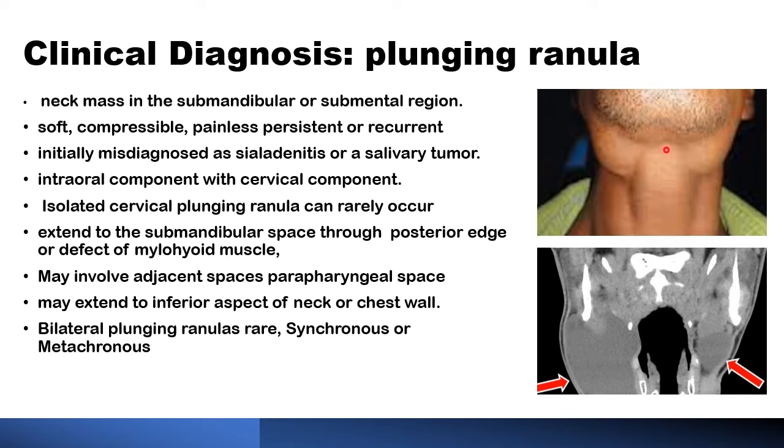It usually affects either the submental space or the submandibular space, but if large enough, it can extend to the parapharyngeal space and even reach the lower part of the neck, and in very few cases it reached the anterior chest wall. Plunging ranulas in the neck are almost always associated with an intraoral component in the mouth. It's very rare for plunging ranulas in the neck to present as an isolated pseudocyst.